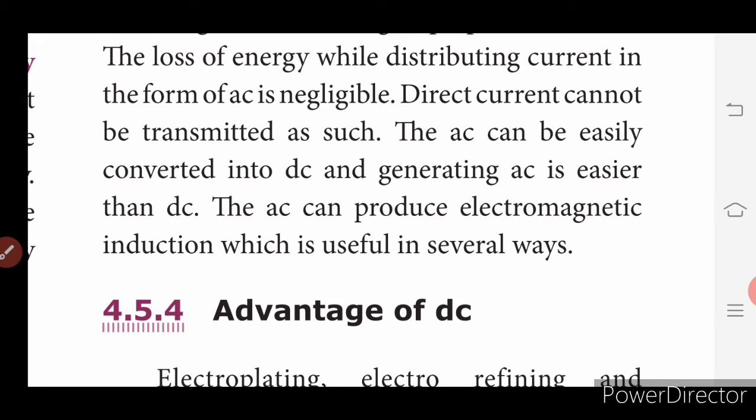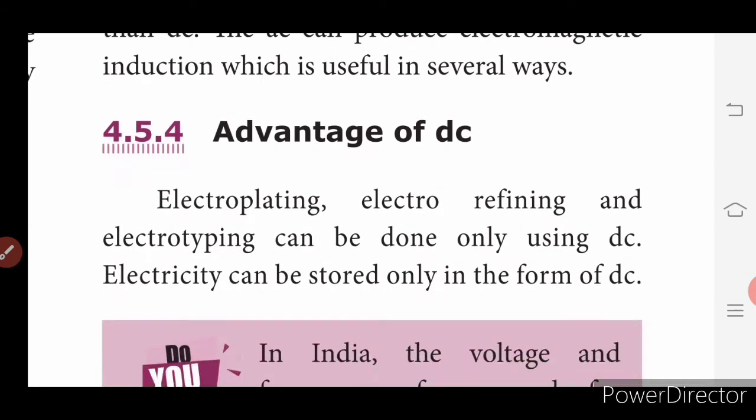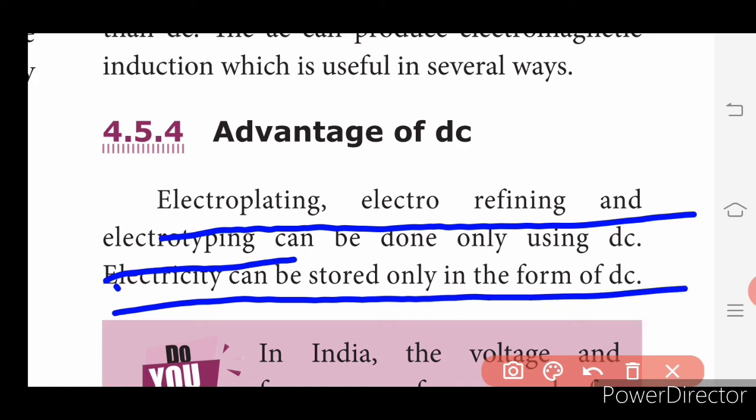Okay, so what are the advantages of direct current? A very important 5-mark question, children. Electroplating, electro-refining and electro-typing can be done only using direct current. Electricity can be stored only in the form of DC. Always electricity is stored in DC. This is one of the important advantages: electroplating, electro-refining and electro-typing, and that electricity can be stored only in the form of DC.